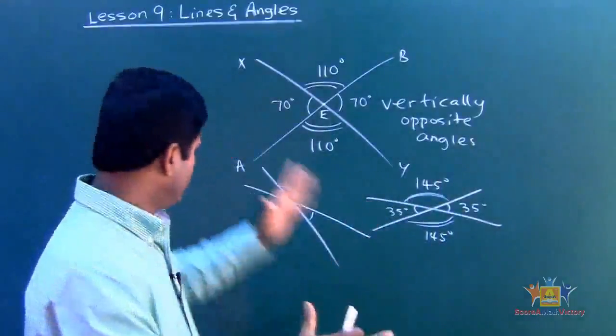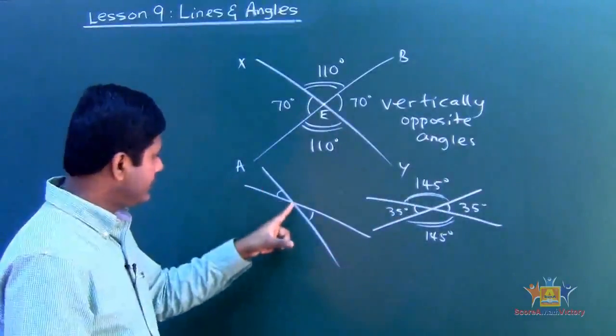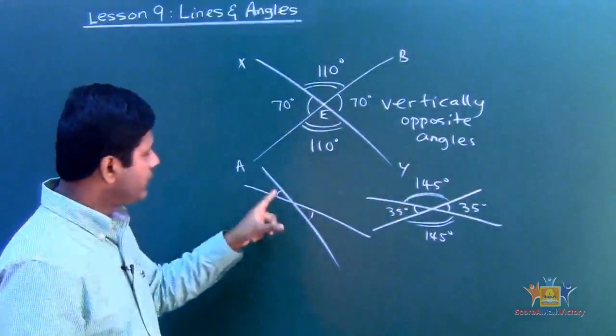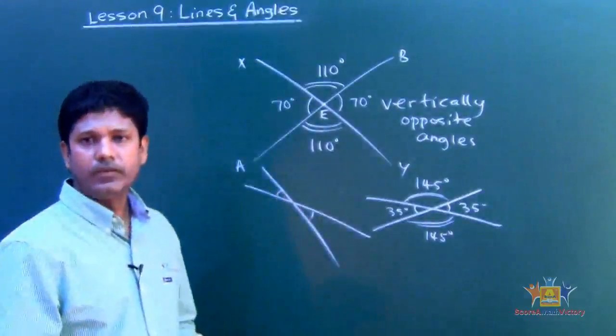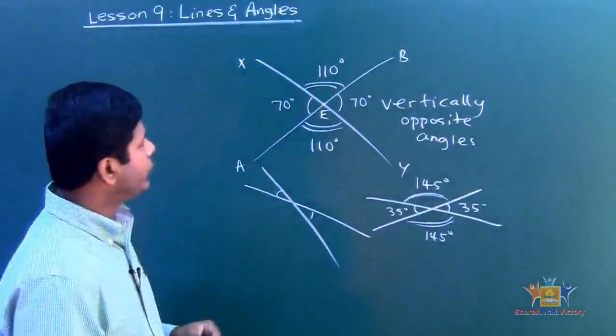So keep in mind, when two straight lines intercept, the point of intercept is right there, and the vertically opposite angles are identical. Keep in mind. Okay, good.